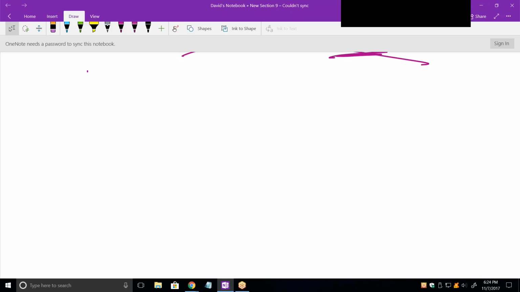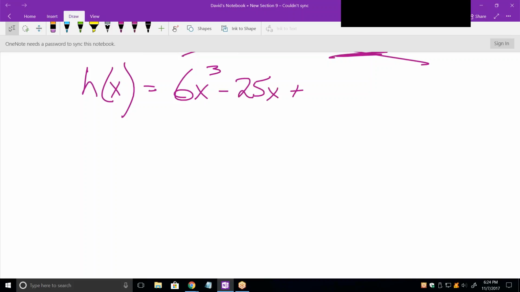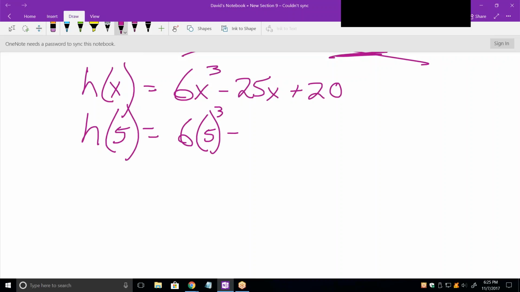The first one is h of x equals 6x to the third minus 25x plus 20, and x equals 5. Now, the advantage of using h of x over y is the following. I can now say, what is h of 5? Which means substitute whatever I have in the parentheses for x. So that's going to be 6 times 5 cubed minus 25 times 5. And I recommend always doing this step. Don't do any of this in your head and try to jump steps.